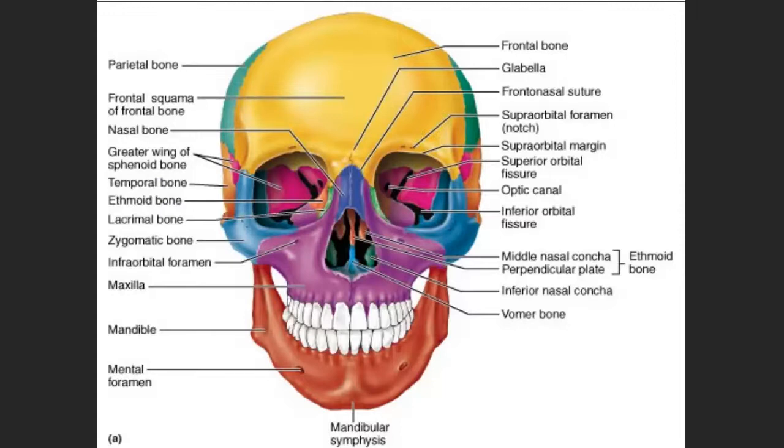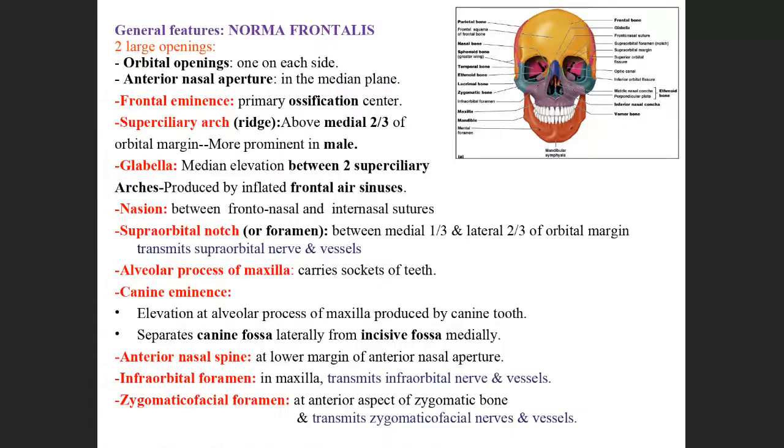Next, there are many features that we can see in the front of the skeleton. So what are the features we are seeing? One is glabella. What is glabella? All those things we will study in the next slide. In the next slide, we'll study the most prominent features and where they are present. So we'll go one by one. The general features of the norma frontalis, the facial skeleton.